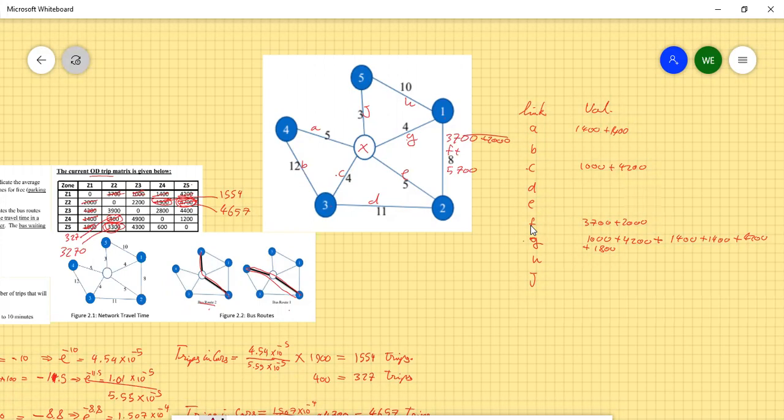For zone 2, okay, we have 2200 to zone 3. Zone 2 to 3. Which route is better? Going direct on link D or going on link E, then C? E then C, because this one is shorter. So we have E and C. What is the volume? I think this one is done. It's 2200 plus 3900, and the same volume will go also on G. I'm sorry, it's going to be going on E. 3900 plus 2200. Clear, guys?